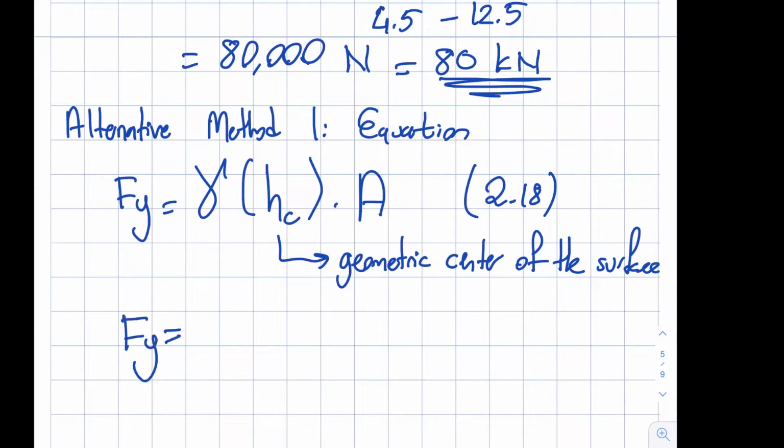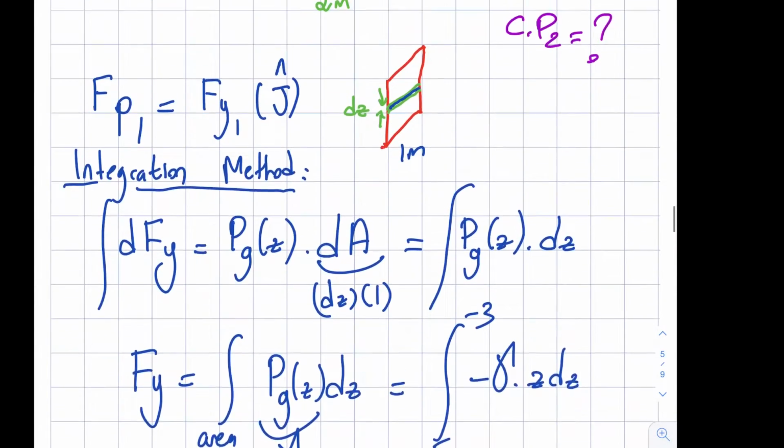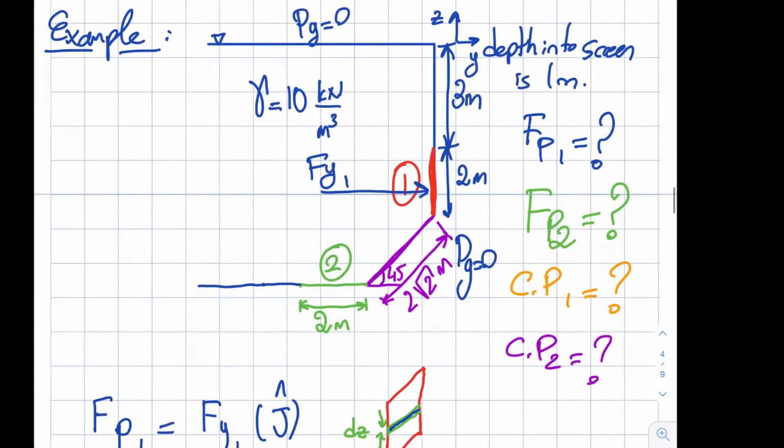Okay, let's go ahead and find my Fy using this methodology. So this is going to be 10,000, very similar to the first approach. And in the second approach, I will have an hc. So let's take a look at it. Where will be the geometric center? Please note that I will talk about something called center of pressure. Those are not the same, okay? Geometric center is simply, if this is like 2 meters, the geometric center will be right in the middle of it. So it will be 1 meter over here.